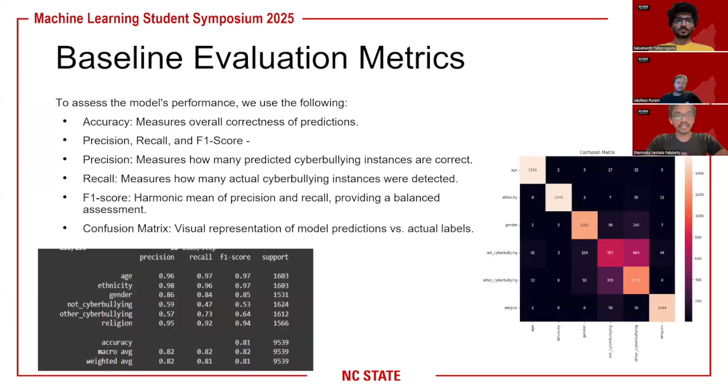Then we have the baseline evaluation metrics, which are precision, recall, F1 score, and the confusion matrix. So yeah, this is more about the baseline metrics.